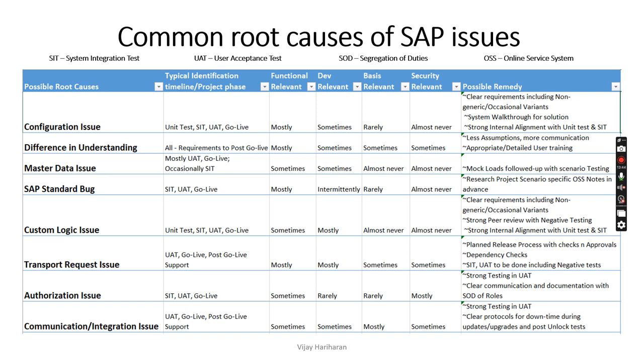So this can be functional relevant, development relevant, basis security, all because transport request is required for any kind of change that you have to do in the system. You have to do it and save it in a transport request and send it to the higher landscape. Possible remedy from a long-term standpoint is planned release process with checks and approvals.